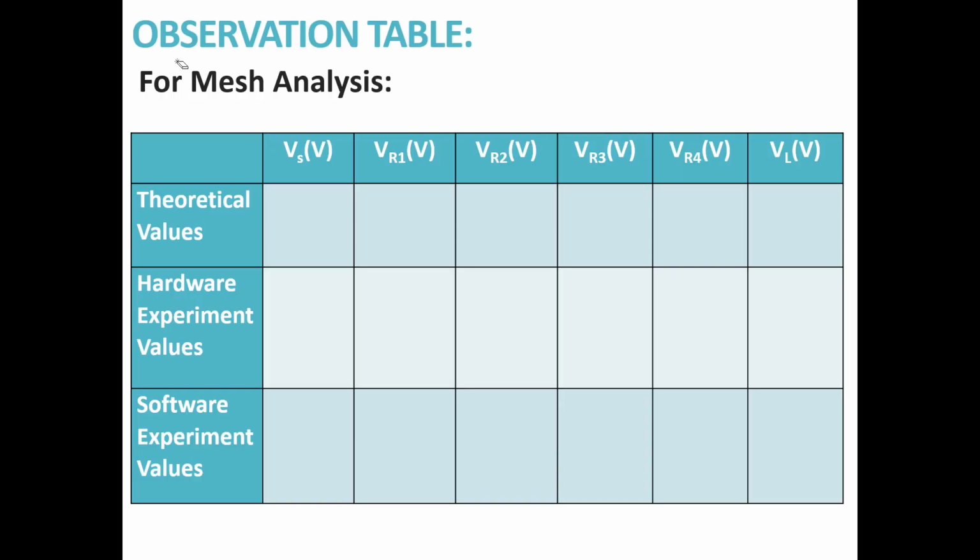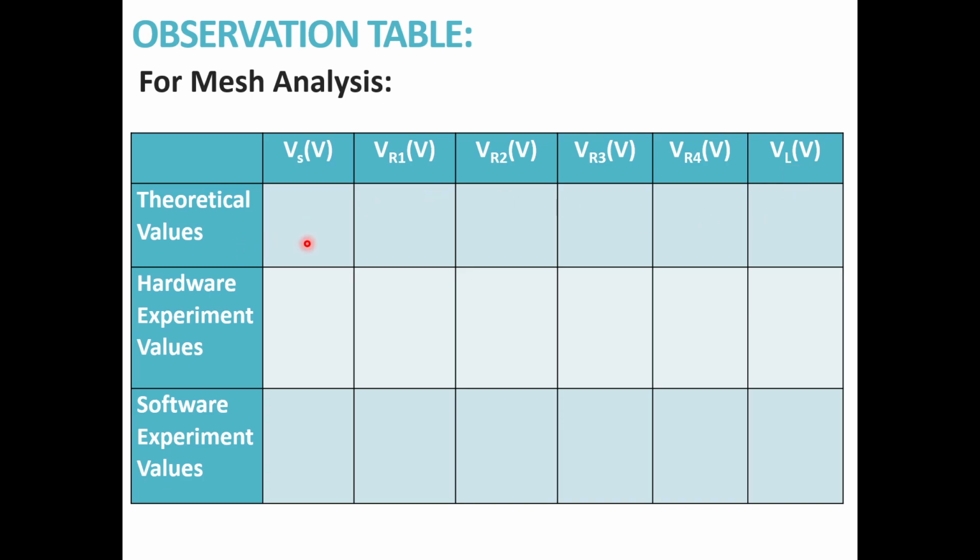Now let us see the observation table for mesh analysis, to verify Kirchhoff's voltage law in mesh analysis. So theoretical values, we have to do the experiment. We have to write down theoretical value, source voltage value, voltage across R1, voltage across R2, voltage across R3, voltage across R4, and voltage across the inductor.